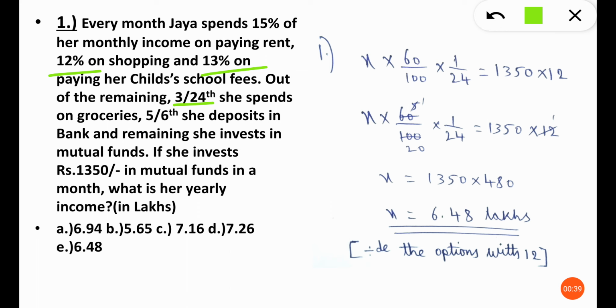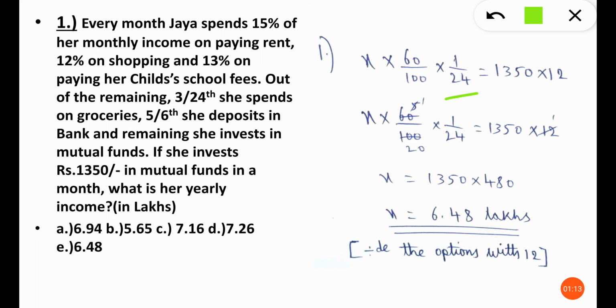They asked us to identify the yearly income of Jaya. Let us consider the yearly income be X. Next, 15% plus 12% plus 13% gives 40%, remaining is 60%, that's why into 60 by 100. Next, 3 by 24 plus 5 by 6 means 23 by 24, the remaining is 1 by 24, that's why into 1 by 24. 5 by 6 can be written as 20 by 24. 20 by 24 plus 3 by 24 is 23 by 24, and remaining is 1 by 24.